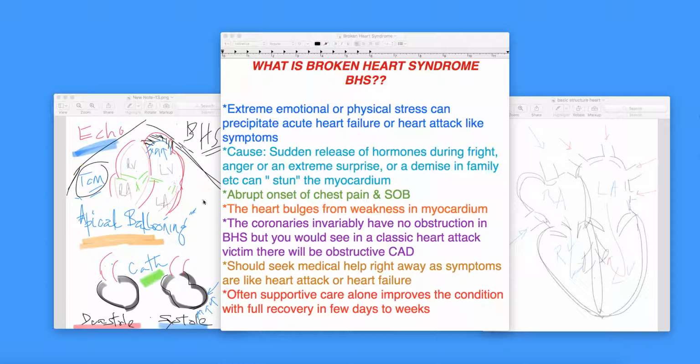And as a result, all of this can develop. Now, having said that, on a cath, let's see. So that's the echo. Now, this is what it looks like on the cath. So on the cath, one would see in diastole the heart is nice and dilated.